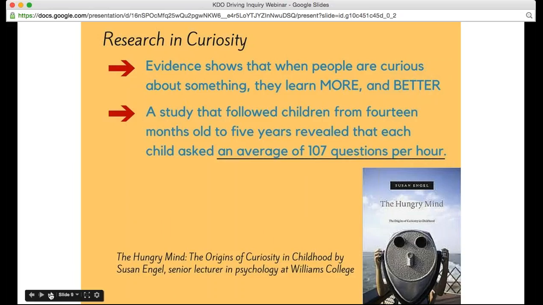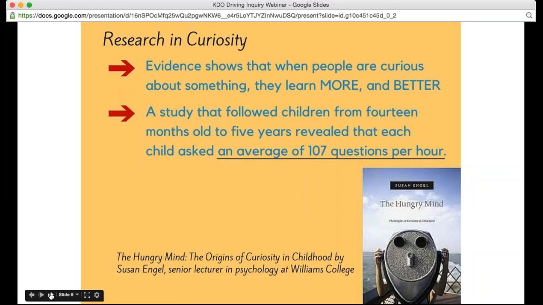You can see a cover of a book that's appeared on the screen called The Hungry Mind: The Origins of Curiosity in Childhood. The author of this book is Susan Engel, who is a lecturer, an author, and a researcher in psychology. One of the findings indicated in her book is that very young children from ages 14 months to 5 years old who were followed by researchers asked an average of 107 questions per hour.